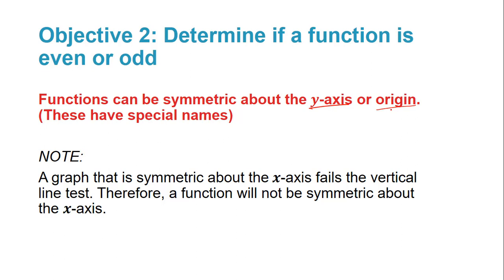Now note that a graph that is symmetric about the x-axis fails the vertical line test, right? If we have this sideways parabola that we just looked at before, a vertical line touches more than one point on the graph, and so it's not a function. Therefore, a function will not have symmetry about the x-axis.